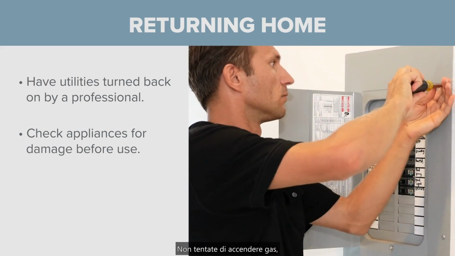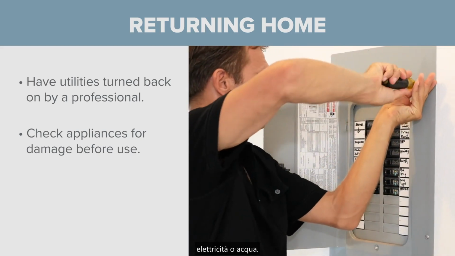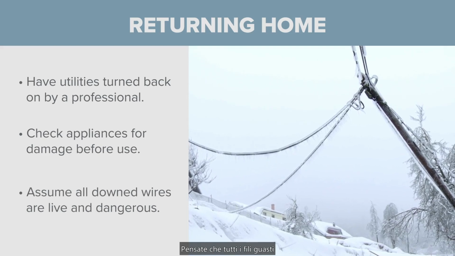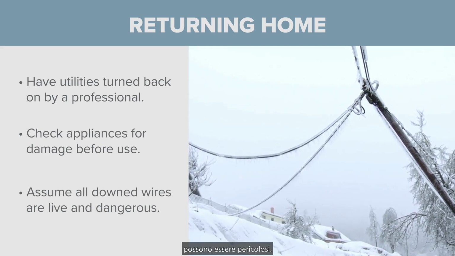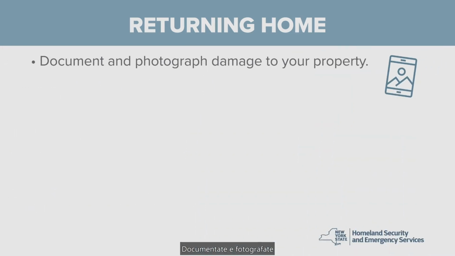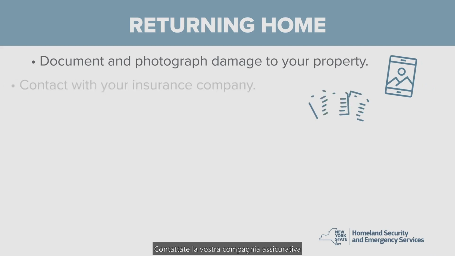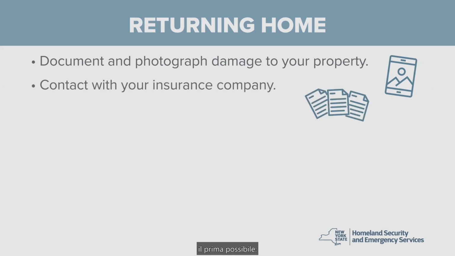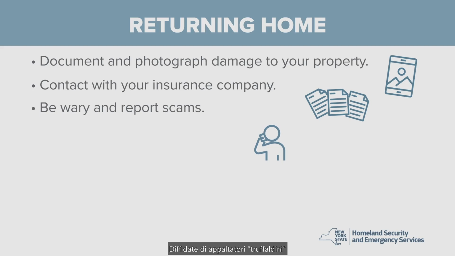Do not attempt to turn on any gas, electric, or water connections. Assume all downed wires are live and dangerous. Document and photograph damage to your property. Contact your insurance company as soon as possible. There may be a wait list for inspection of damages and repair estimates. Be wary of fly-by-night contractors and report any scams.